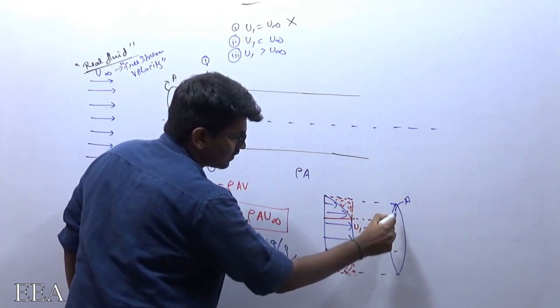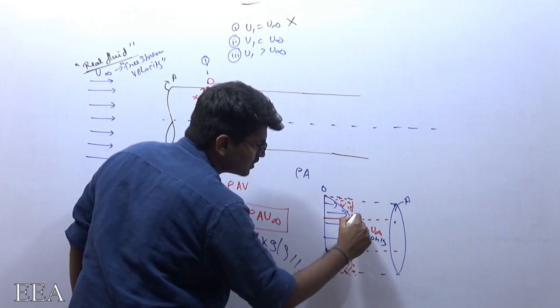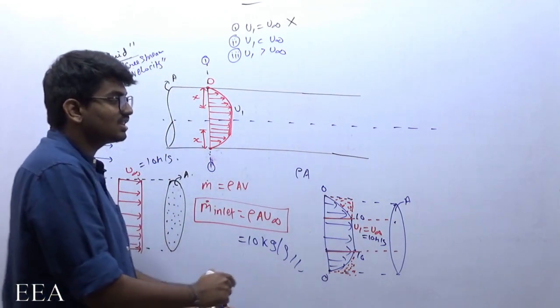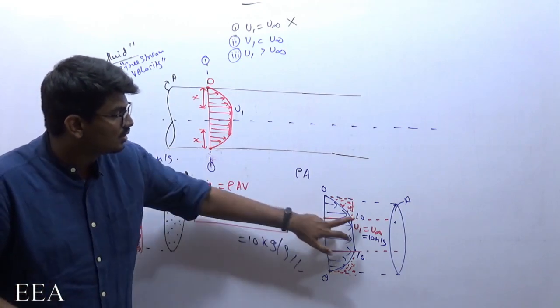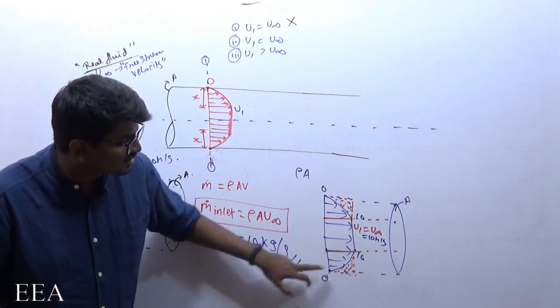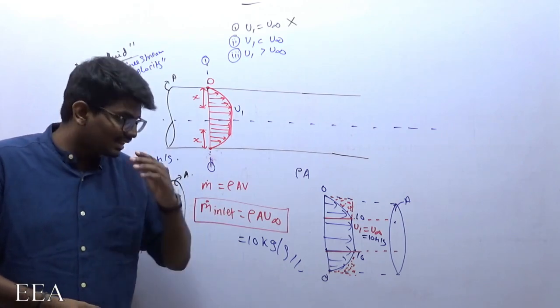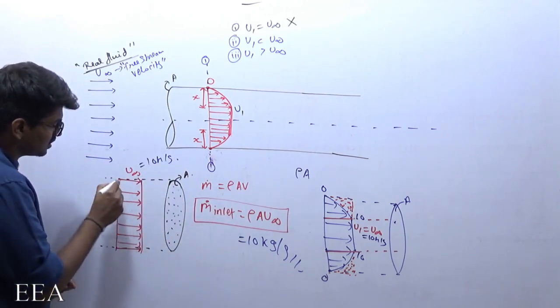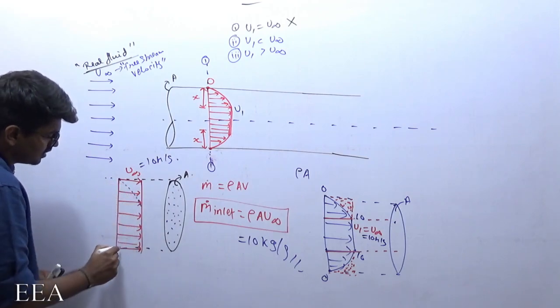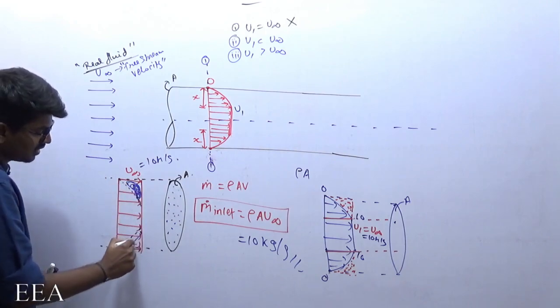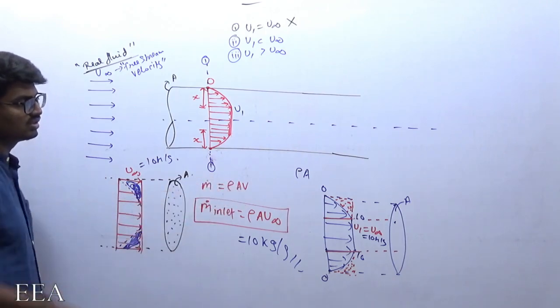But from here to here, velocity is varying from 0 to 10, which means the mass flow rate from here to here is decreased. It is decreasing. Clearly, you could see if I draw a line like this, this much amount of mass I am going to lose there.